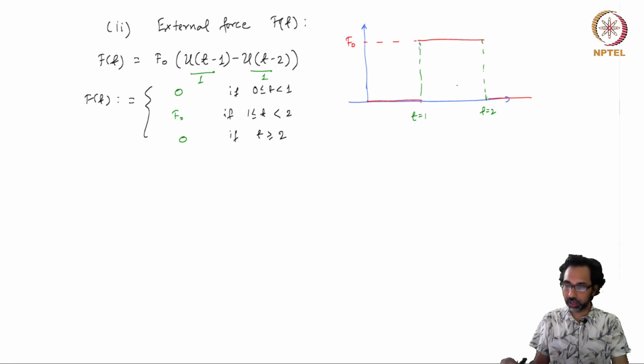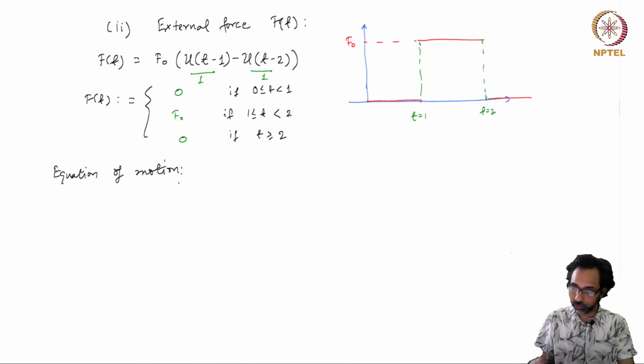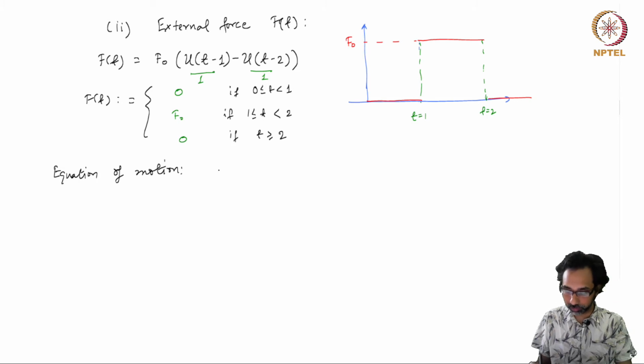So this is exactly the graph that we are dealing with, and this corresponds to the application of a constant force F with magnitude f naught for 1 second, starting at t equal to 1 and ending at t equal to 2. So then the equation of motion can be written as, so let me take the same values as the first example. For m1, k was 6 and beta was 4.